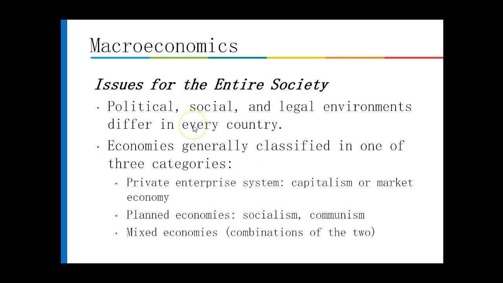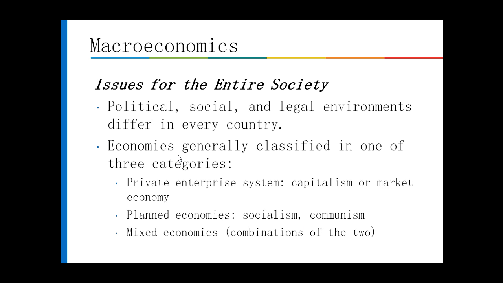So macroeconomics is going to be the big picture. Macro here is going to be the big picture. Let me go back. So, private enterprise system, capitalist system, or market economy. Planned economies, which is not a part of the United States, are socialism and communism, and most mixed economies are a combination of the two. I would say that the United States is probably mixed. We're mostly capitalistic and a market economy, but there are some components of our economy that are mixed. So I would say we're more likely to be a mixed economy.